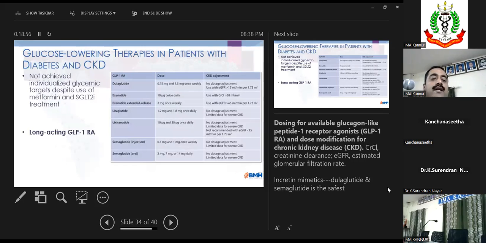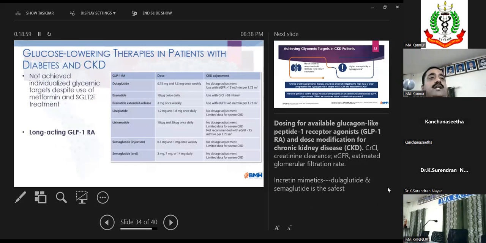Other glucose lowering drugs, the newer ones being the GLP-1 receptor agonists. These drugs, except dulaglutide, mostly have a renal dose adjustment. And among incretin mimetics, semaglutide, which is now available in oral form, is also considered to be safe.